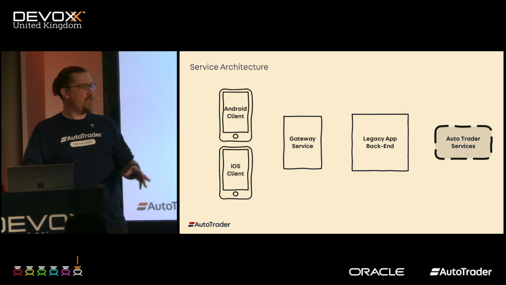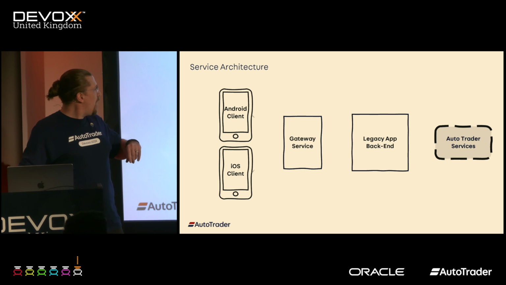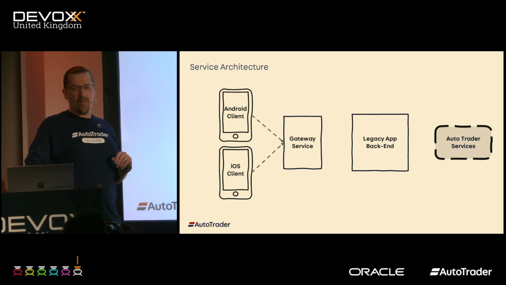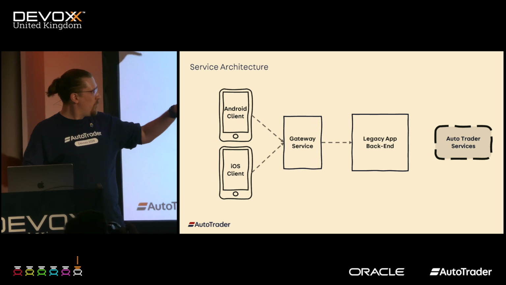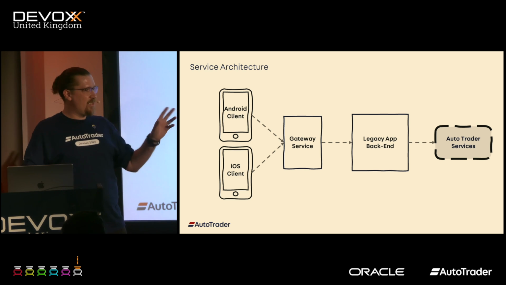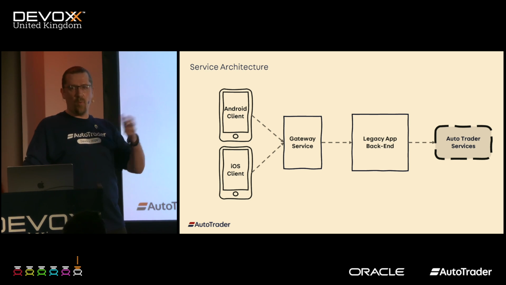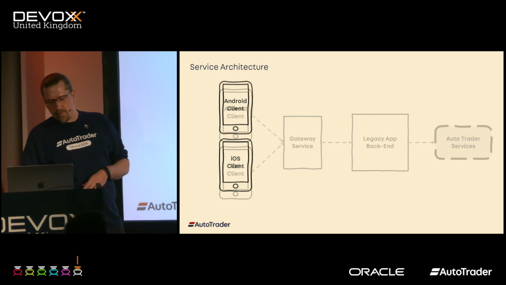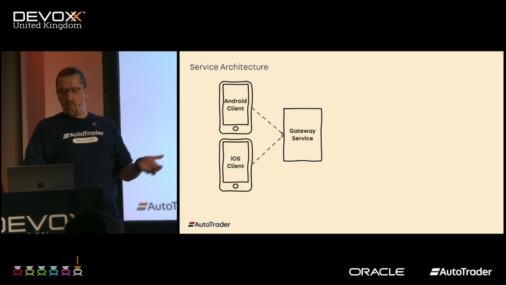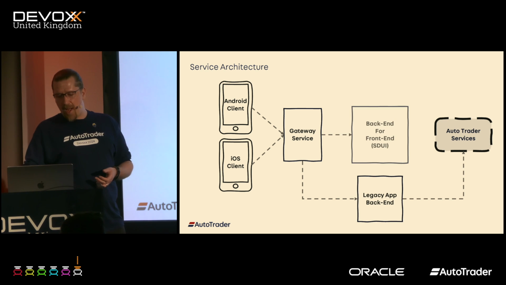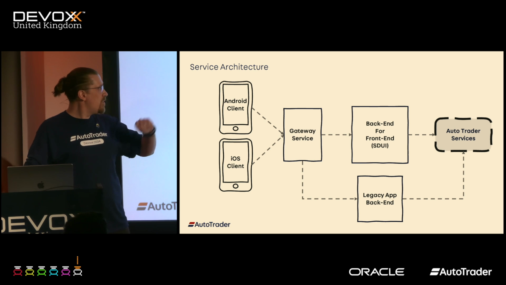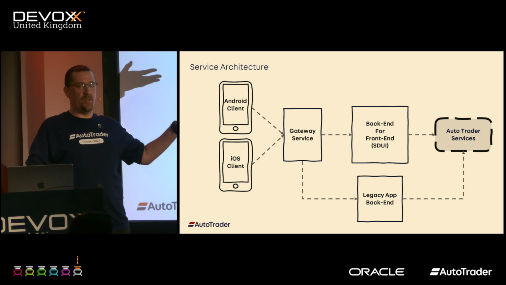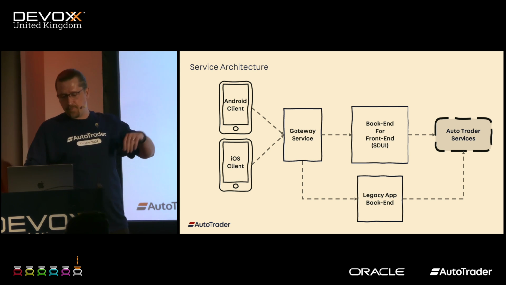In our old architecture, we had the app clients, which would talk to a gateway service, which talked to a legacy app backend. So we already had a kind of backend for front end, which would convert the data to something the apps read better, but it wasn't server-driven UI. We took that and kept the backend. We added in a new backend for front end, which does our server-driven UI and has all the logic and business logic for our pages.